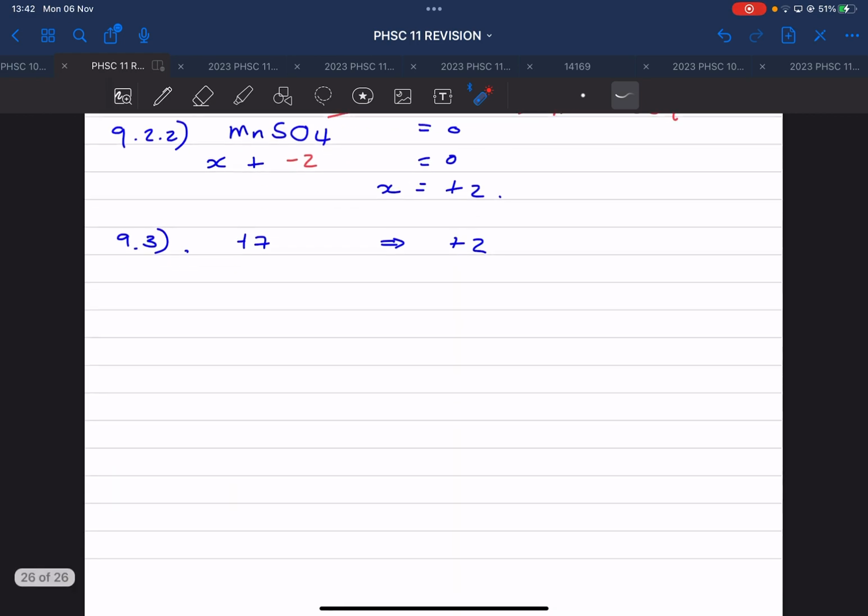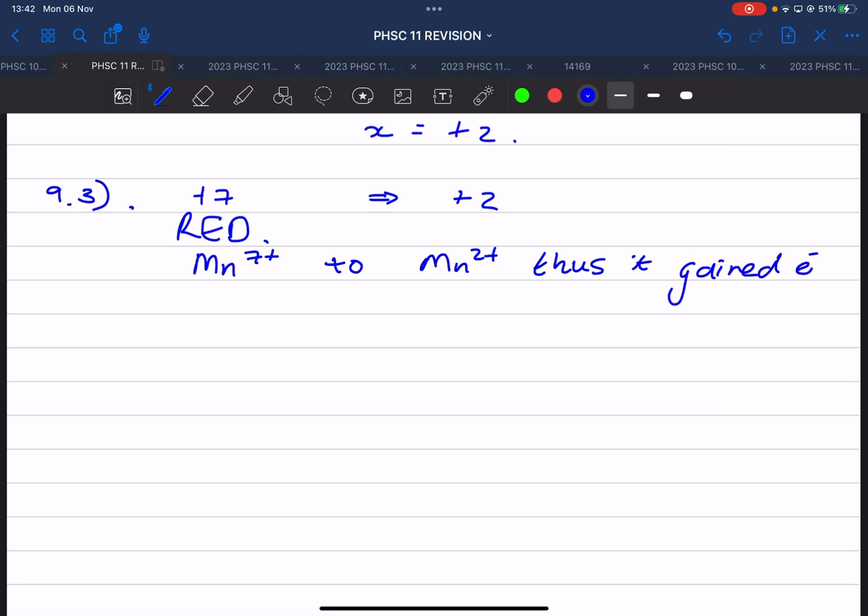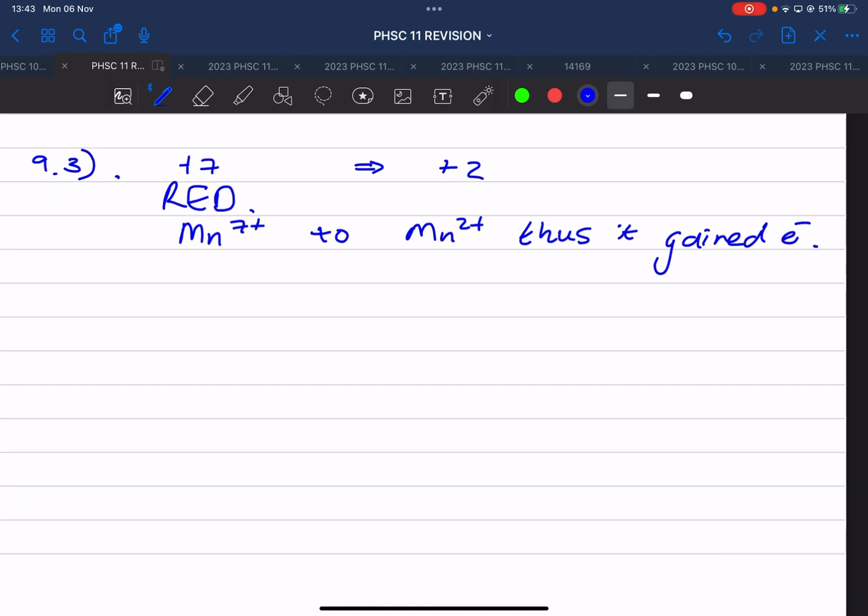Did that gain or lose electrons? It gains electrons. How many? It gained 5 electrons to become +2. So is it reduced or oxidized? Reduced, because reduction is gain, because it goes from +7 to +2. Manganese goes from 7 plus to 2 plus, thus it gained electrons. Yes, Kayla?